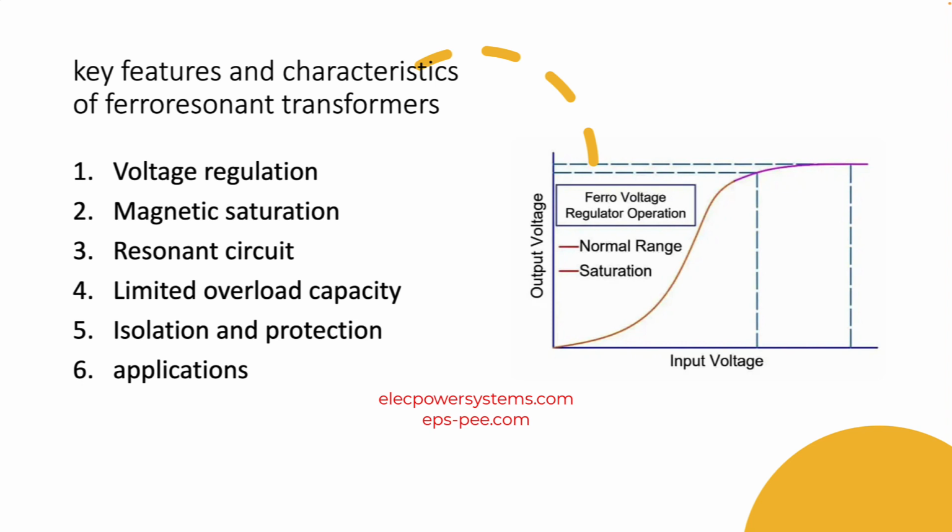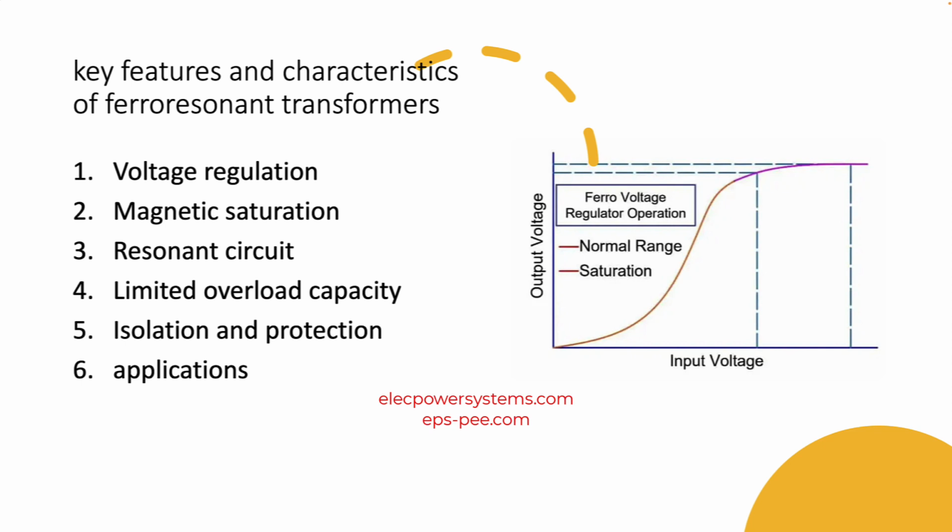Resonant circuit. Ferroresonant transformers incorporate a resonant circuit, typically consisting of capacitors and inductors, which is connected in parallel to the output winding. The resonant circuit forms a voltage divider, ensuring that the output voltage remains relatively constant. Voltage regulation range. Ferroresonant transformers have a specific input voltage regulation range within which the output voltage remains constant. They are typically designed to maintain a constant output voltage within a range of plus or minus 10% to plus or minus 20% of the nominal input voltage.